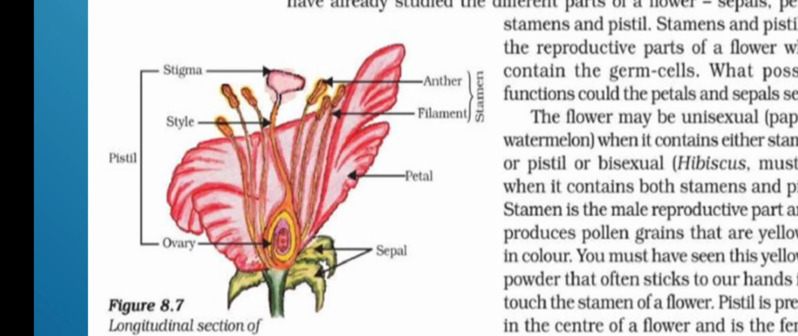So you can see towards the left hand side, you can see the pistil. So pistil comprises of stigma, style and ovary. So this is also called as gynoecium. We call it as gynoecium, which is the female reproductive part of a flower.